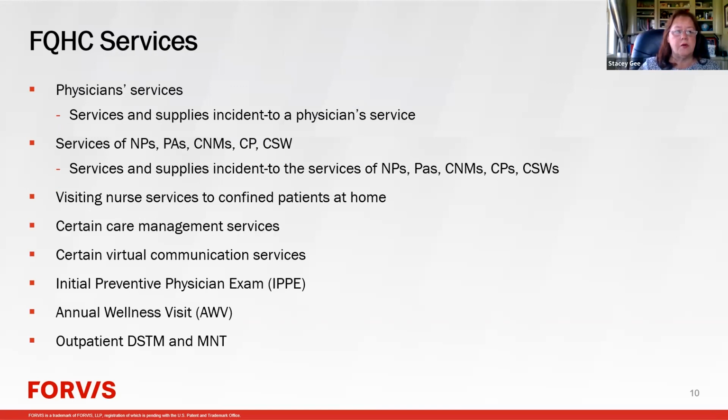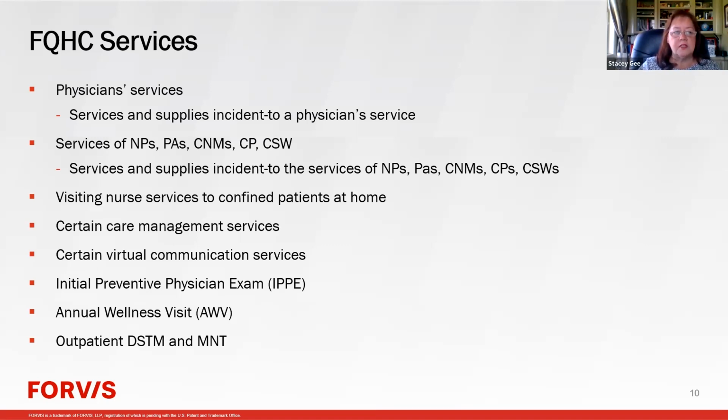Okay, so what are FQHC services? They are physician services and services and supplies incident to a physician service. It will also cover services of those NPs, PAs, CNMs, CPs, and CSWs, and the services and supplies considered incident to the services of those.